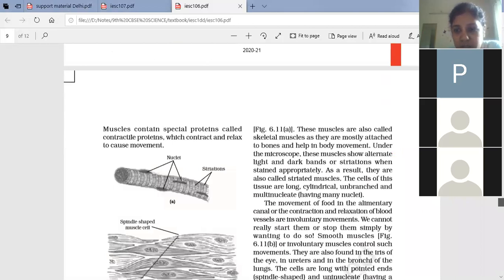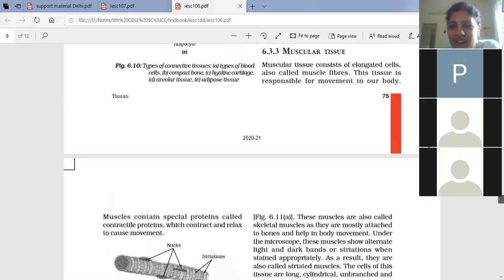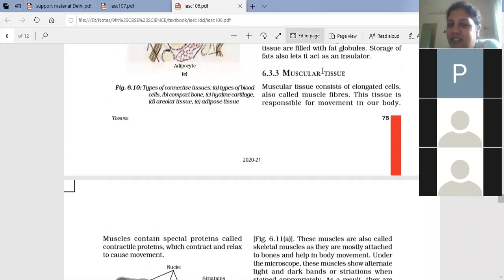Ma'am, your mic is off. Sorry. Okay. Next, we have to see the muscular tissues. Muscle tissues consist of elongated cells. Long rod-like structures are there. They are also called muscle fibers because of their fibrous structure. Elongated fibrous shaped structures are there.